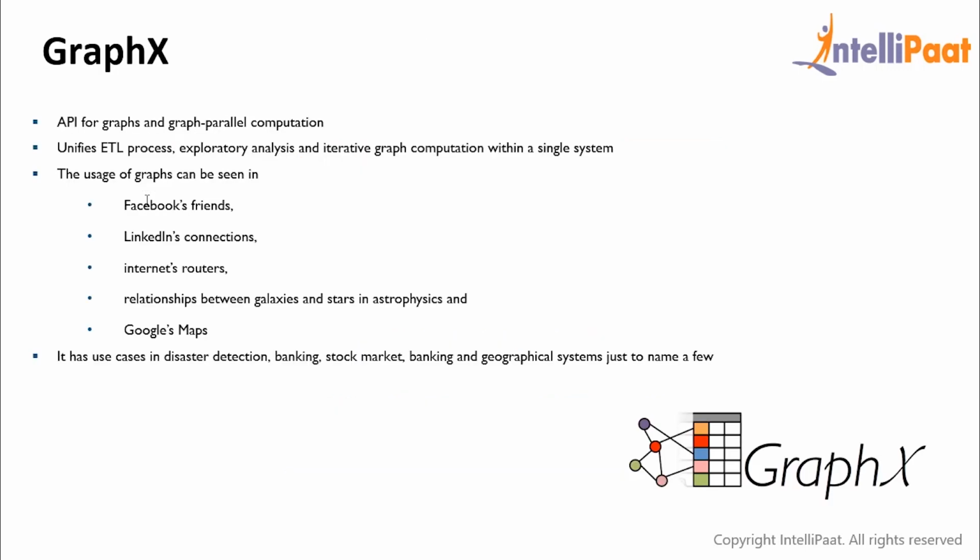Now let's look at the final Spark component, which is GraphX. So GraphX is an API for graphs and graph parallel computation. So GraphX unifies ETL process, exploratory analysis, and iterative graph computation within a single system. And the use of graphs can be seen in Facebook's friend list, LinkedIn's connection list, link between internet's routers, and also Google Maps, just to name a few.